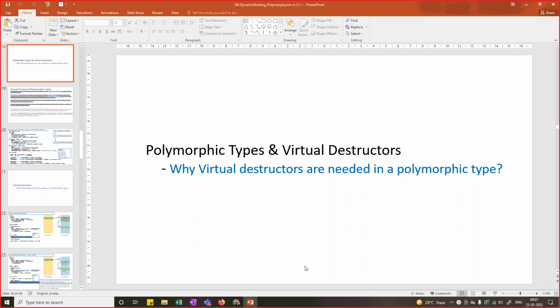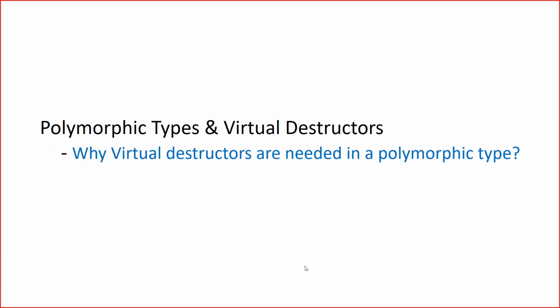Let us start with this topic today: polymorphic types and virtual destructors. Till now we have seen that we have created different virtual functions in the base classes, and we have inherited those functions in the derived classes, and how they work depending on what we are storing in the base class pointers or derived class pointers.